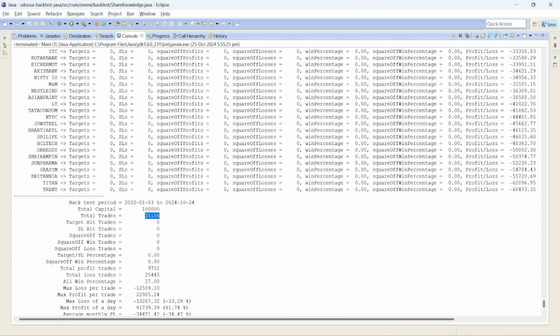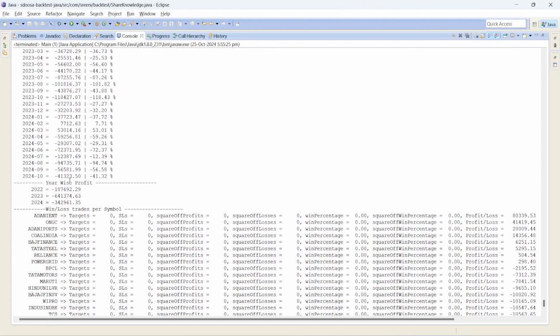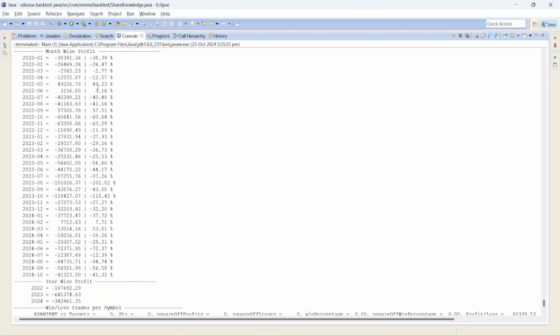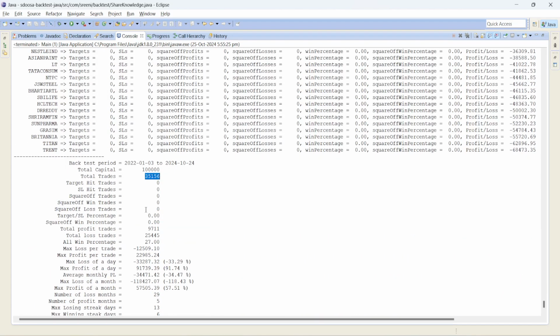And if you look at the total trades at 35,156, that means we are trading each stock every day, right? There are 50 stocks, so it comes to around 700 trades per stock. That means there are 700 trading days, and on each trading day we were trading each stock. If you look at the year-wise profit, every year is in loss. And monthly, there are some 60-80% drawdowns as well. And if you look at the win ratio, it is 27%, less than 30%.